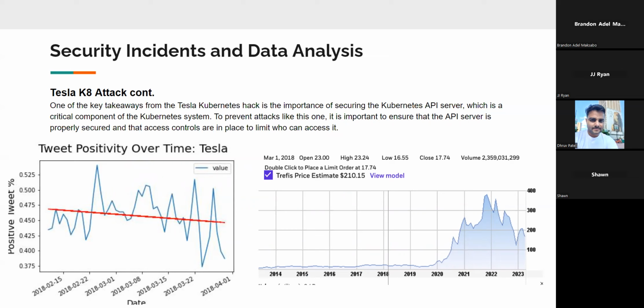And one of the key takeaways from the Tesla Kubernetes hack is the importance of securing the API, which is a critical component of Kubernetes systems. To prevent attacks like this one, it is important to ensure the API service is properly secured and that access controls are in place to limit who can access it. So here we can see the positivity over time with Tesla trending downwards, and this is the market evaluation during that time.